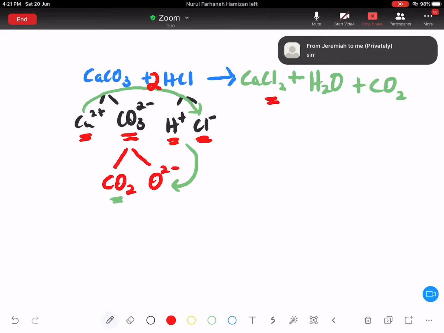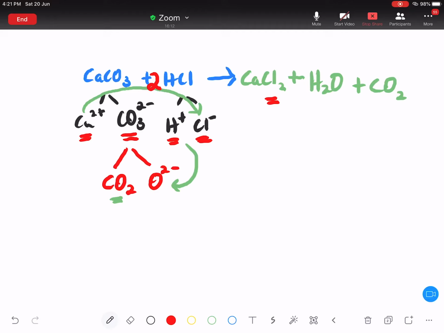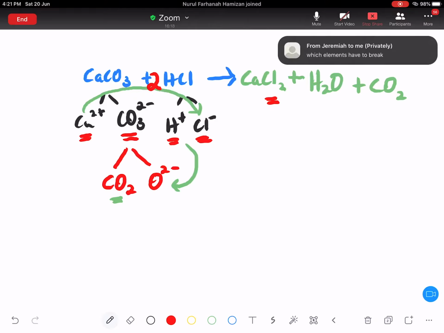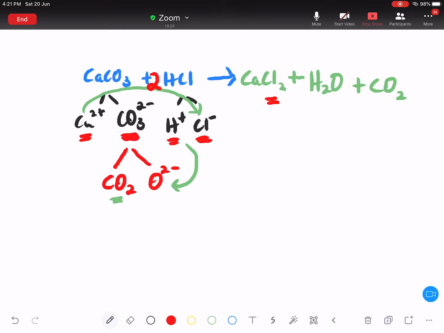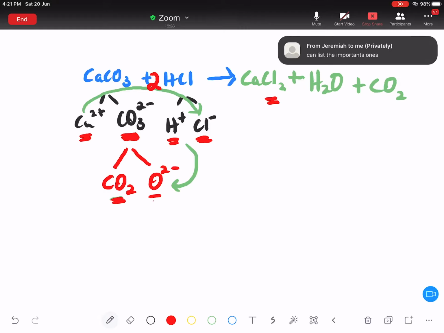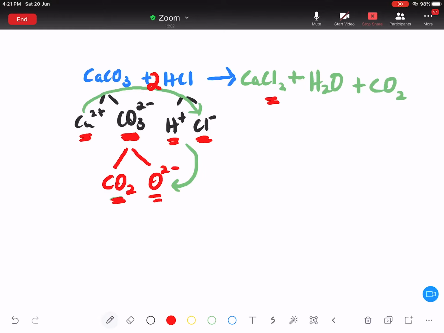Yes. What is that, Jeramia? Ya, Jeramia ada soalan. Which element have to break? The carbonate is not stable. Therefore, it will further break to carbon dioxide and O2. Oh, the importance, Jeramia, I will list that a bit later, not now. Okay? So, you just focus on this.